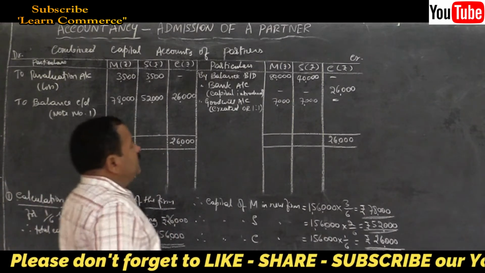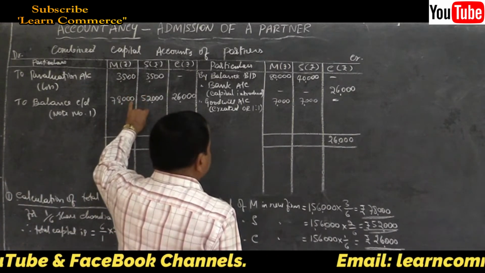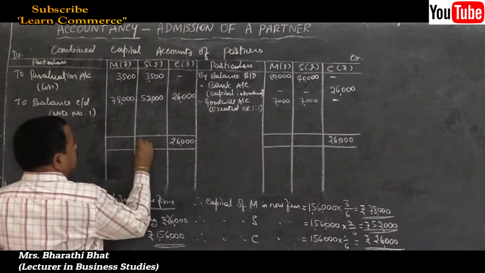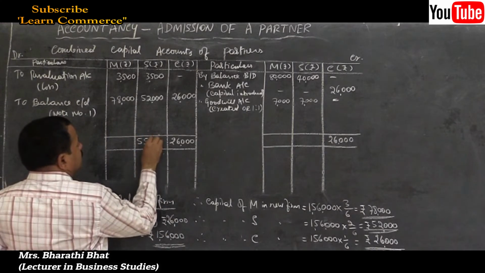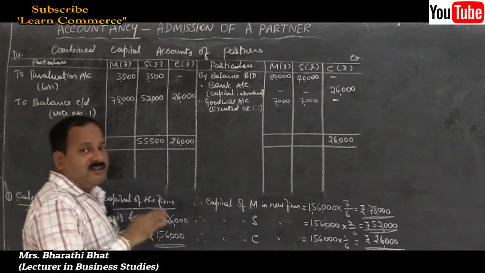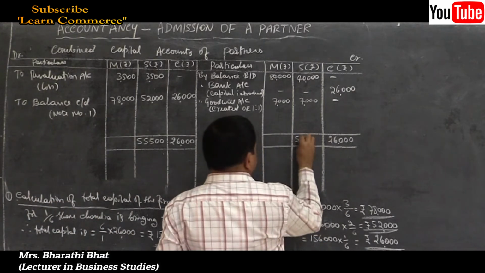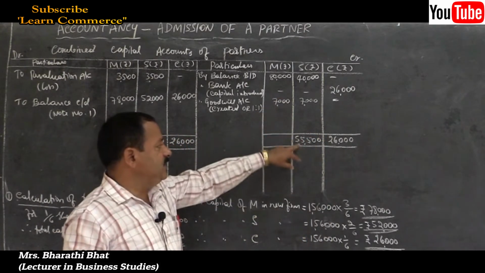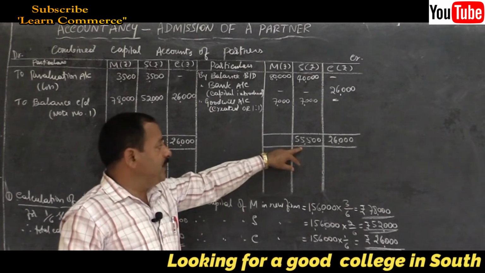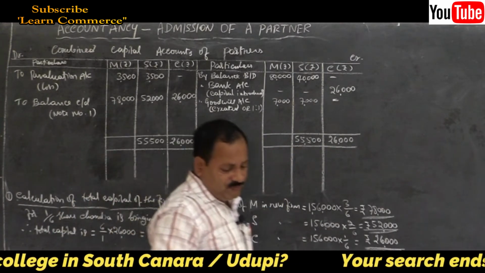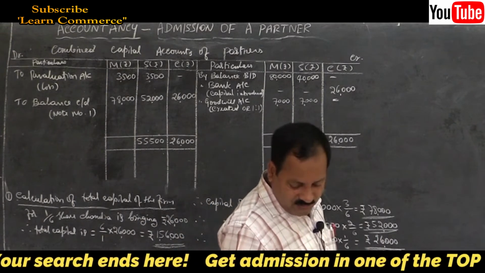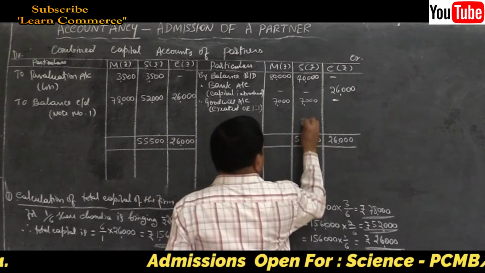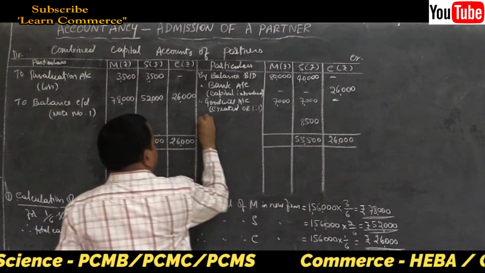Then refer to Surendra's capital. Which side is greater? Here it is 47, and there it is 55,500, right? So write this total first. See which side is greater, write that total, and write the same total on the other side. 55,500. Now find out the difference. The total here is 47, so make it equal to 55,500. What is the difference? Yes, 8,500. Right here, by bank.